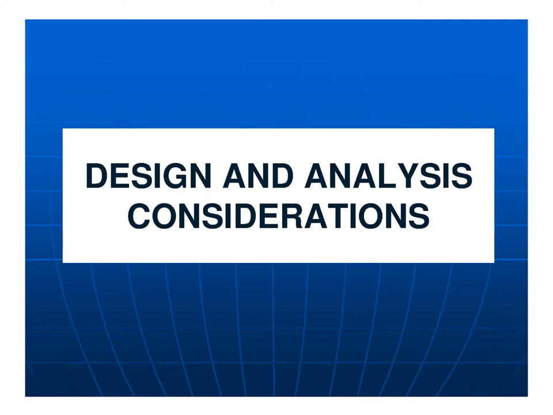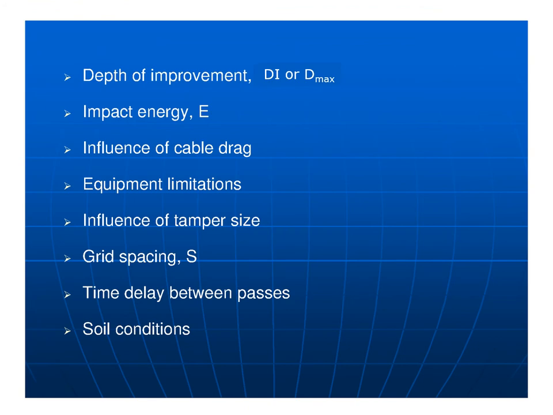Design and analysis considerations. Well, in this regard, these are the important things. Depth of improvement, that means the depth up to which you are having the effect of this dynamic compaction, that is the depth of improvement, DI or Dmax. Impact energy, capital E. Influence of cable drag, equipment limitations, influence of damper size, grid spacing, S, time delay between passes, and the soil conditions.